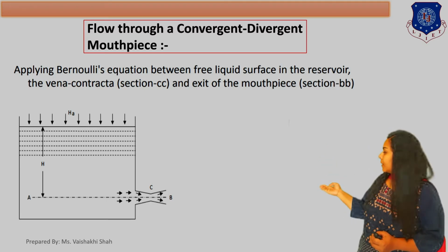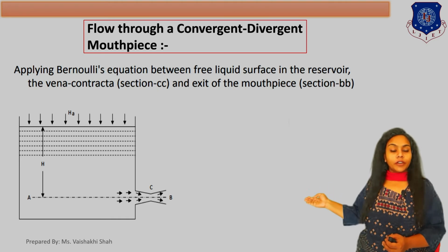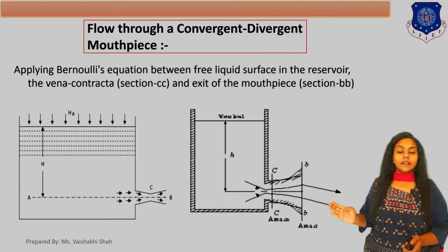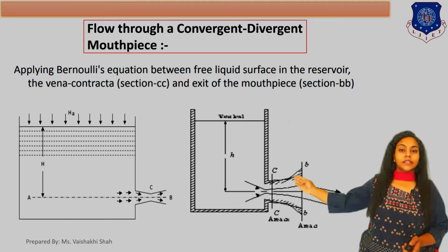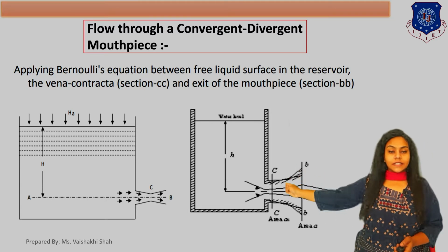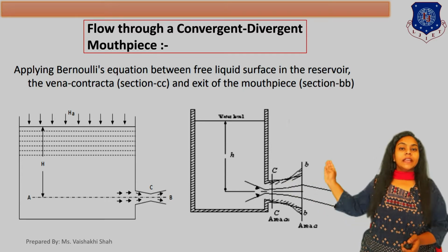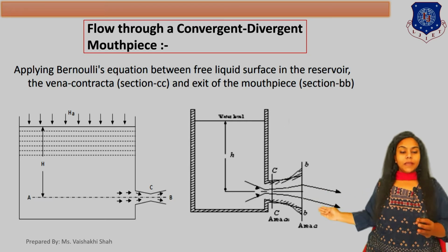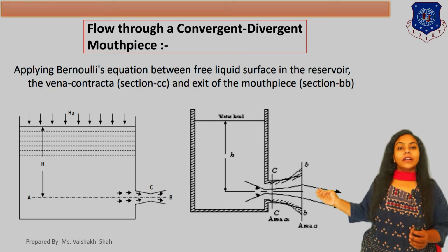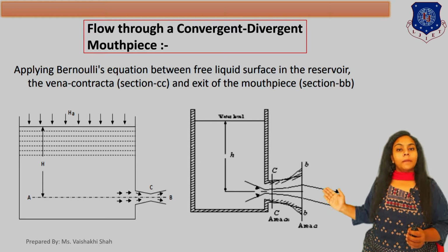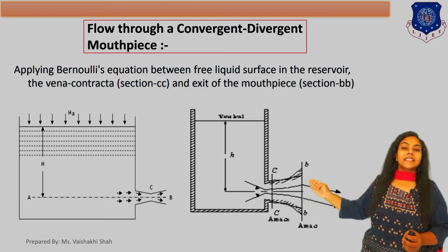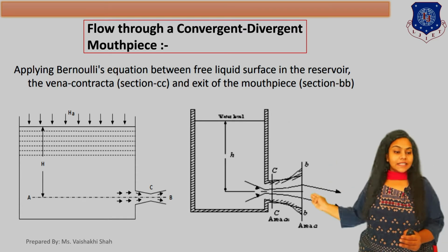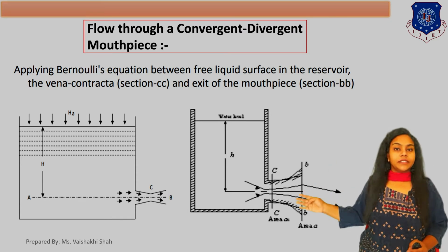Now the mouthpiece is connected to the water tank. Consider this diagram: there are two sections here, section CC and section BB. Section CC is the vena contracta, and BB is the outlet of the mouthpiece. Maximum contraction of the water jet occurs at section CC, which is called the vena contracta.